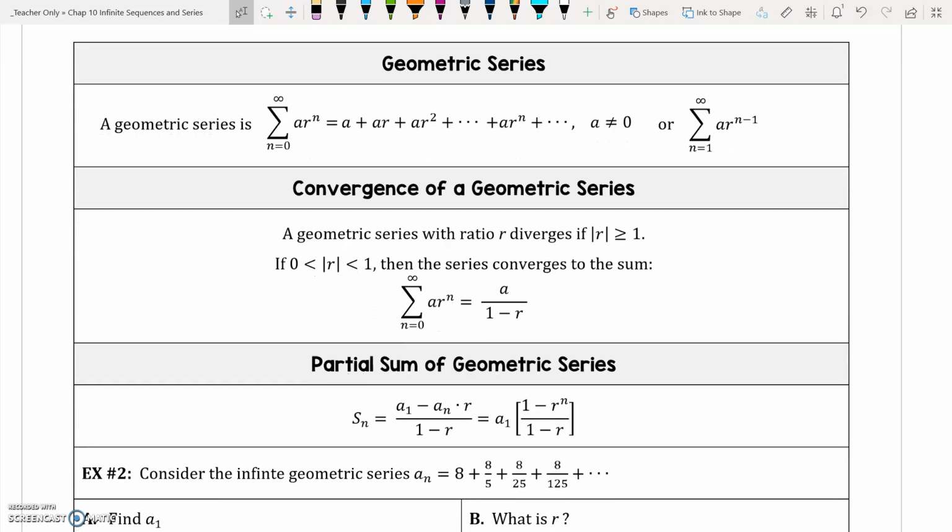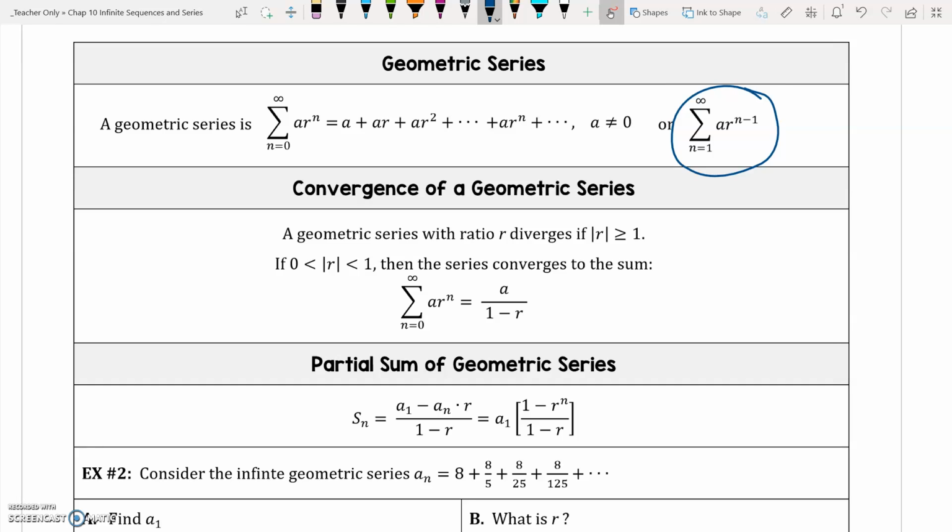So one of the most common series to look at is the geometric series. A geometric series is the summation from n equals 0 to infinity of a times r to the n. It could also be written in the following manner, because we're used to seeing a 1 down there: the summation from n equals 1 to infinity of a times r to the n minus 1. We just shift the index over by 1.